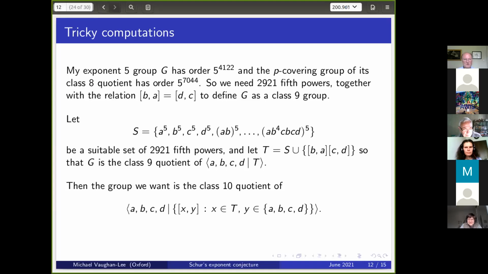So we take 4 generators and then we make all these relations in T, relators in T central. So [x,y] = 1 for all these fifth powers, when x runs through all these fifth powers together with the relation [B,A] = [D,C], and y runs through the generators of the group.